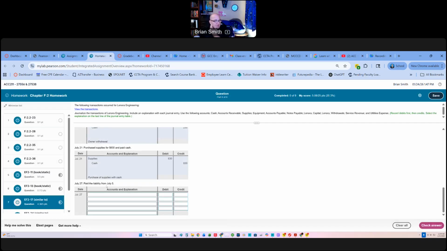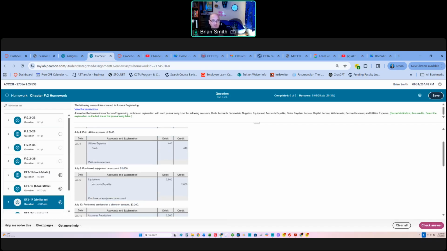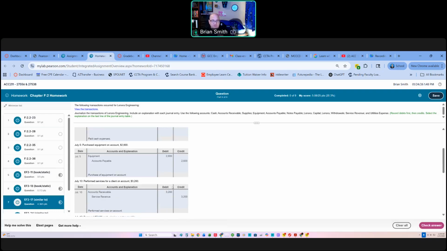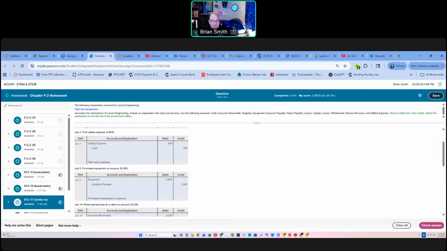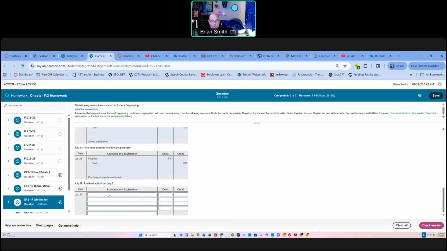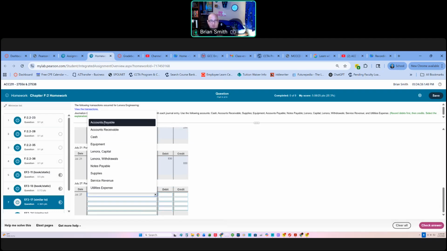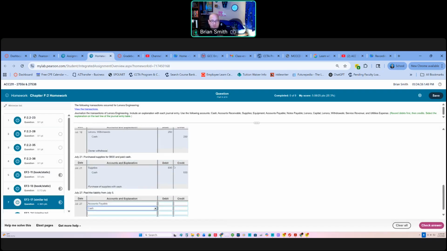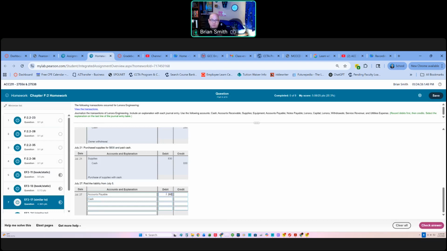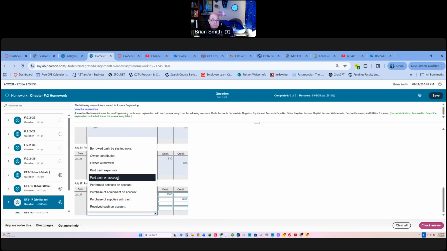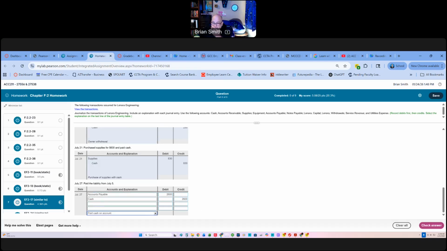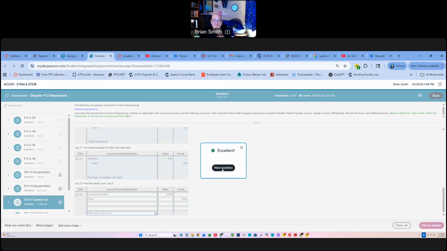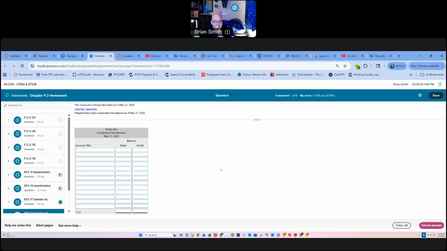And then we paid the liability from July 5th. So July 5th, we paid off this $2,600. What that means is we still have the equipment, but now we're going to pay cash for what we owed, so we won't owe it anymore. So we're going to debit the liability, accounts payable, and credit cash for the amount of $2,600. All right, and that was it.